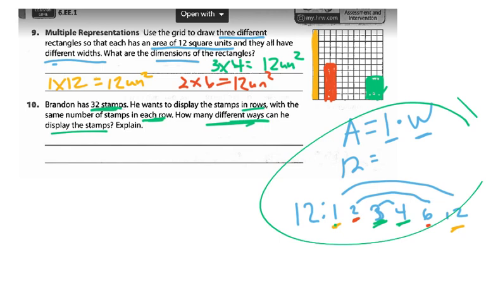So you're on your own for that one. You should pause the video now. Pause, and work on your factors of 32 and figure out how many different ways you can do that.